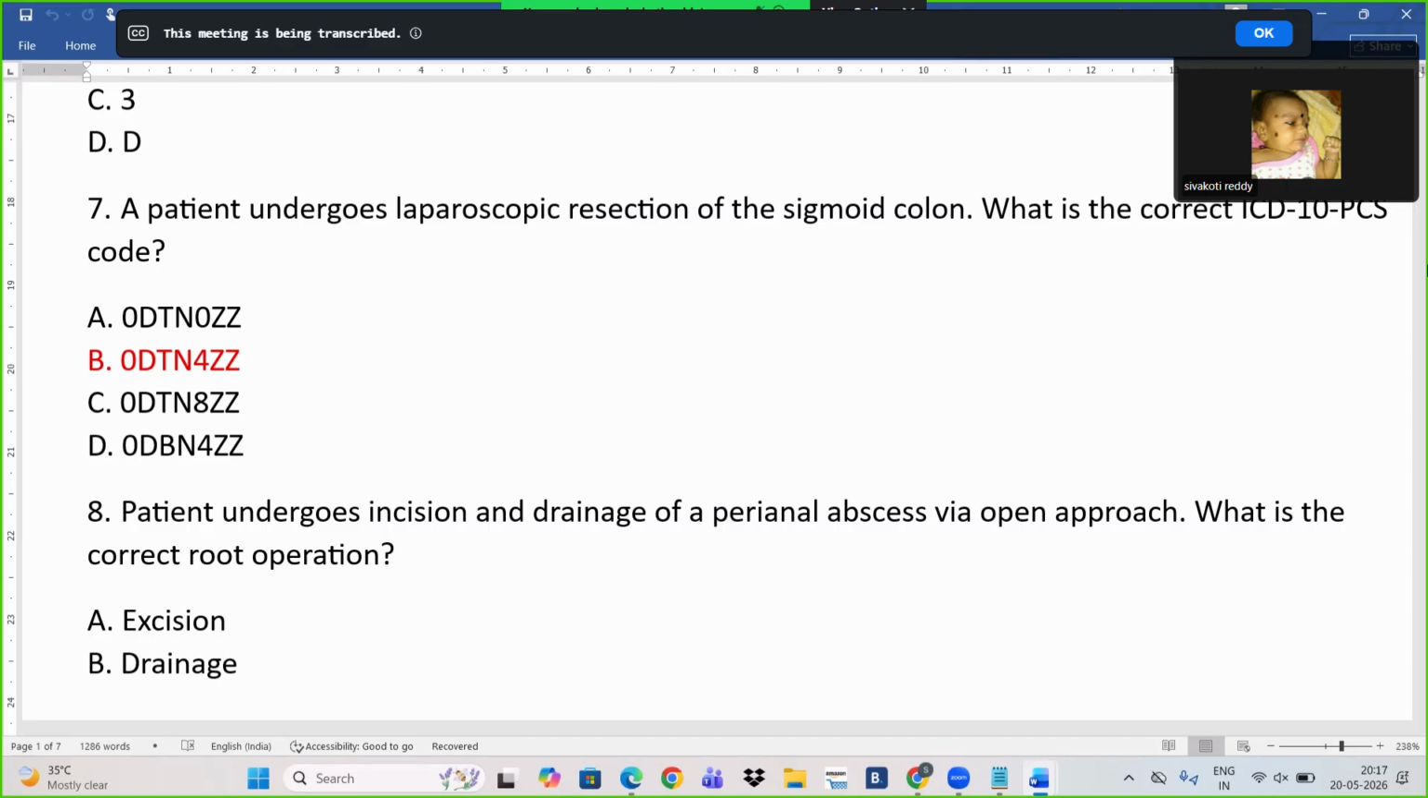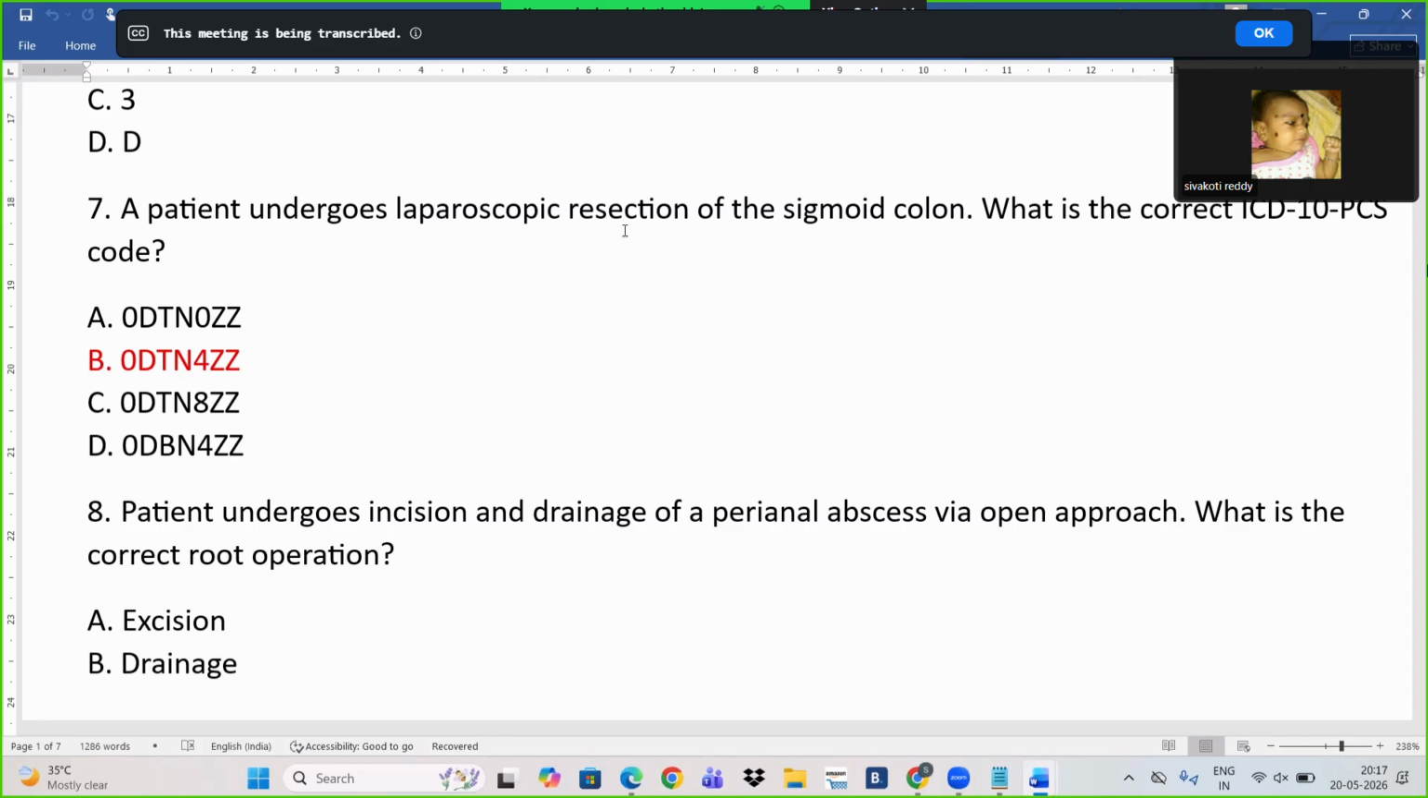What approach did they use here? Percutaneous endoscopic. Laparoscopy means percutaneous endoscopy. Then, what procedure did they perform? Resection of the sigmoid colon. Resection is the root operation, and the approach should be percutaneous endoscopic.